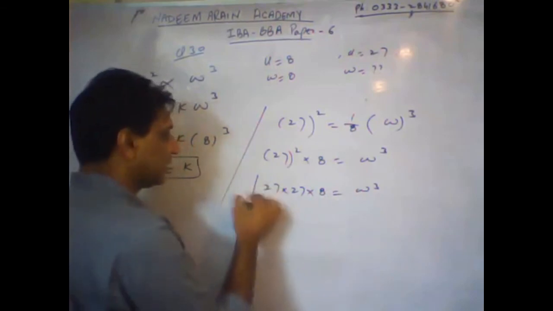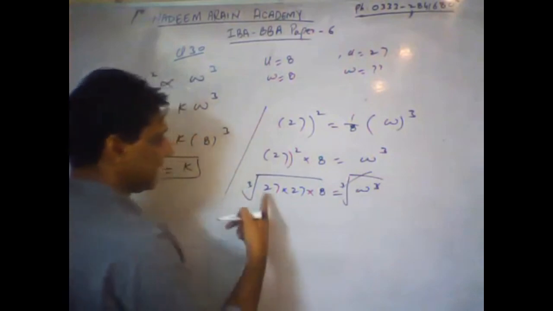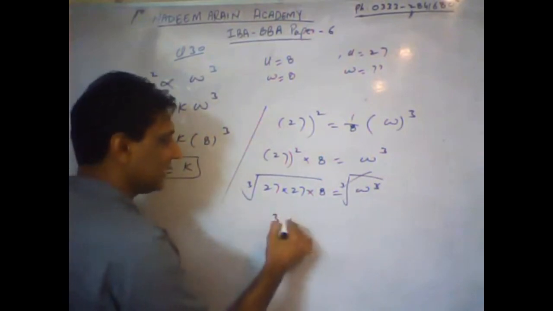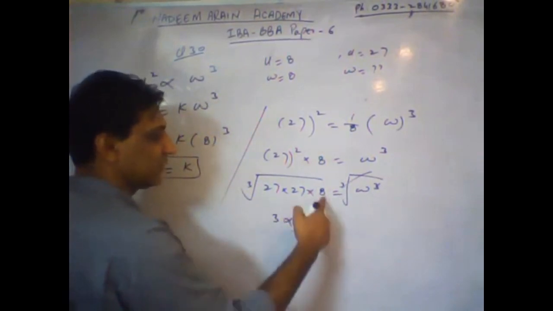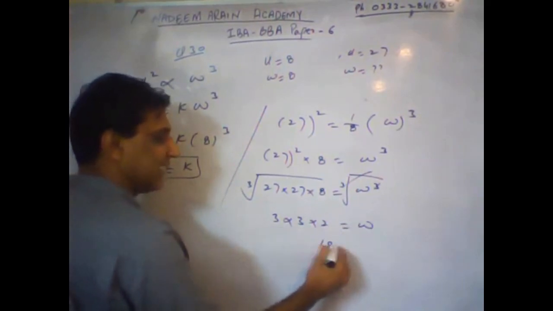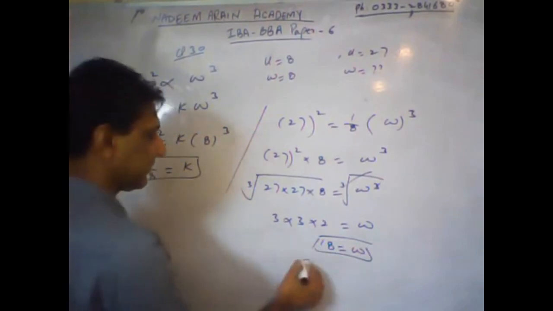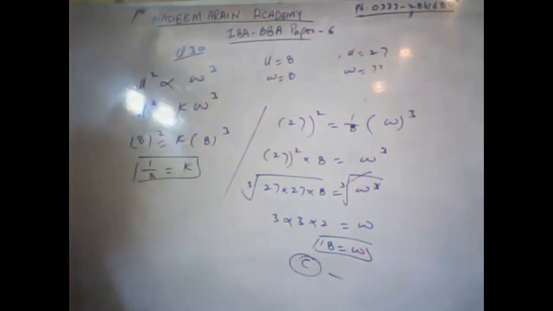All right, now take the cube root on both sides. That will remove this, and the cube root of 27 is 3, the cube root of 8 is 2, that is w. 3 times 3 is 9, 9 times 2 is 18. So your answer is 18, that is option C. Thank you.